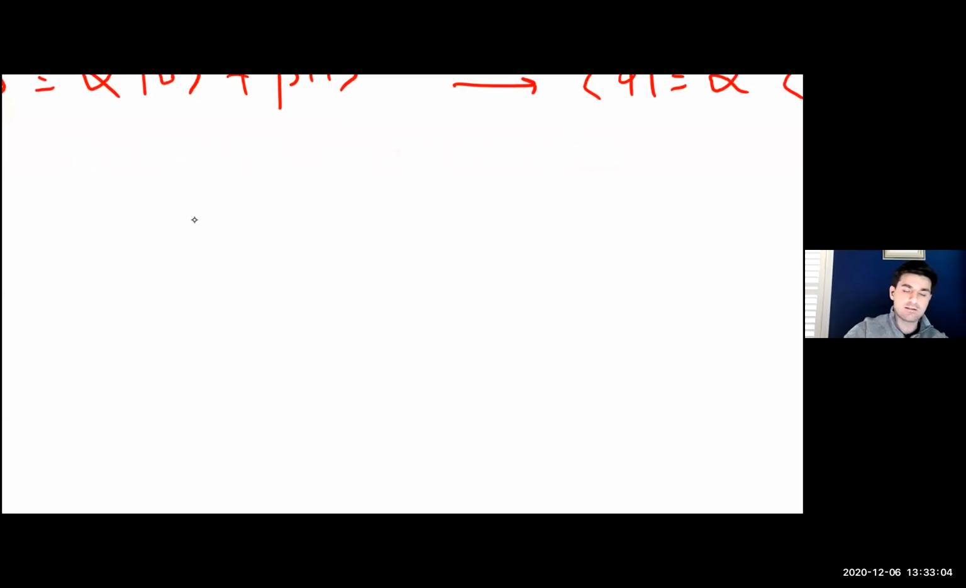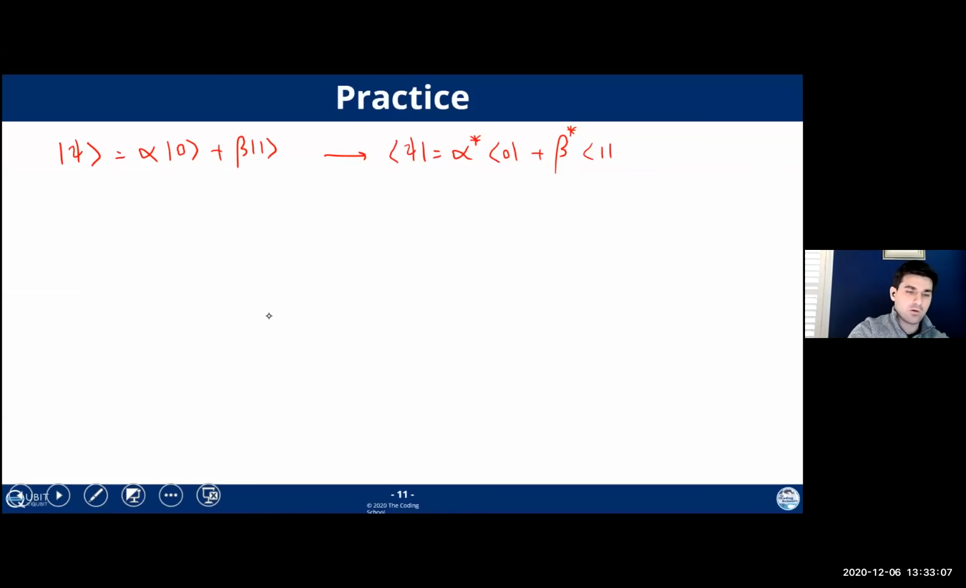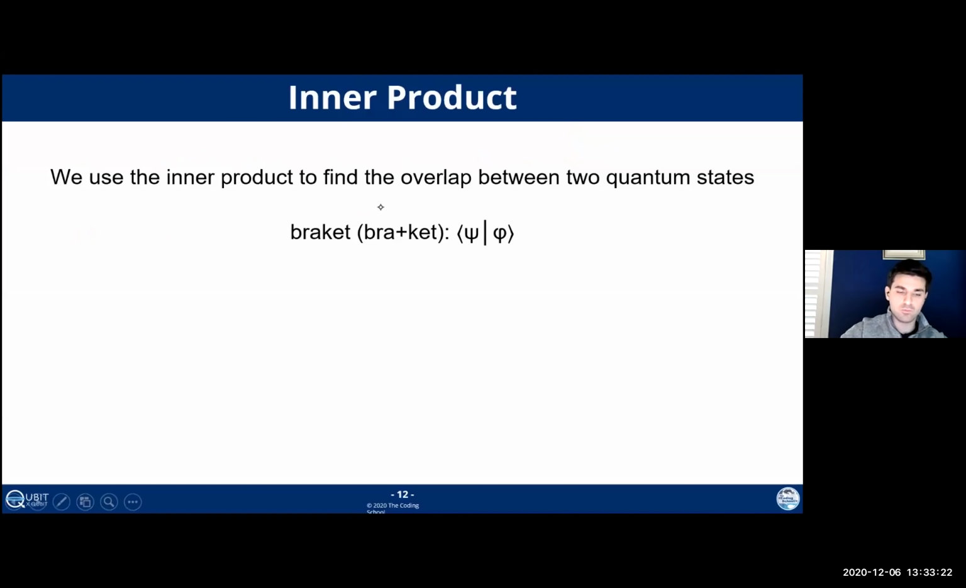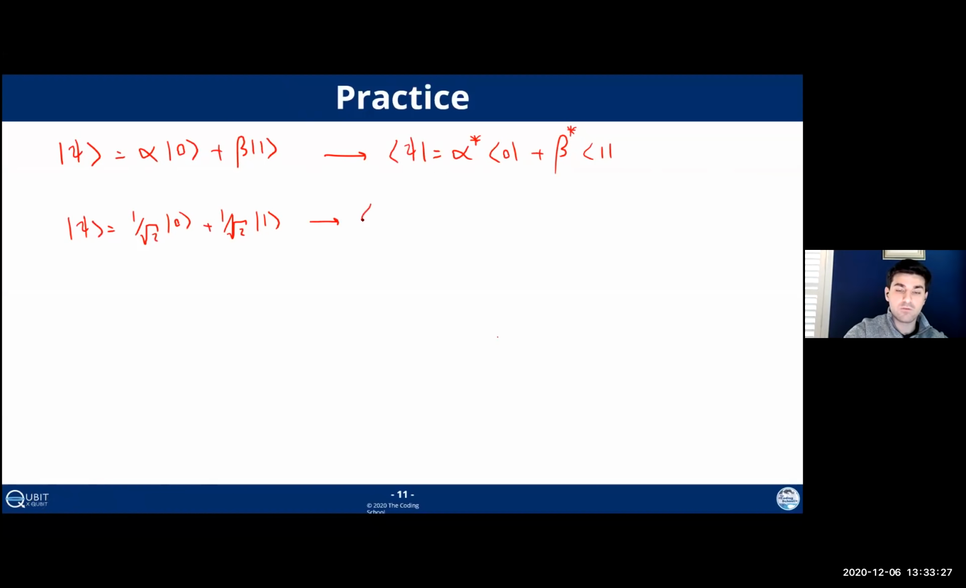So if I tell you that I have a state psi is equal to, again, square root of 1 over 2, ket 0 plus square root of 1 over 2, ket 1. What is the bra of psi? And again, write this both in terms of bracket notation and as a row vector. And again, take 30 seconds to work through this yourself, and we'll go through it together.